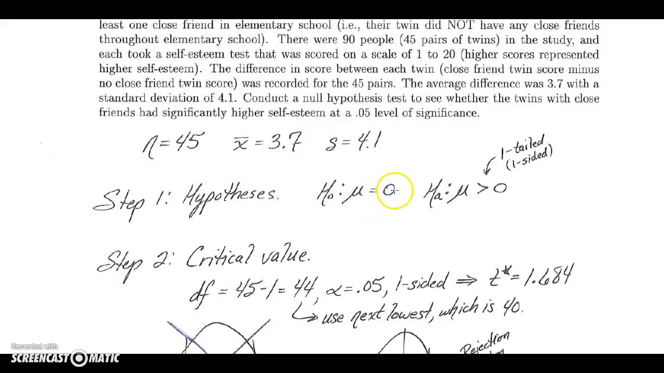And that null hypothesis mean would be that the mean is 0. Why is that? Because if the twins are the same in terms of self-esteem, we would expect there to be no difference between them. So the average difference score would be 0. Now notice that we have the research question of whether or not the close friends had significantly higher self-esteem. This would be a case where we probably suspect either there'd be no difference or the ones with close friends might have higher self-esteem. And that would be a one-tailed or one-sided test, because we're specifically looking for higher, not just different in one way or the other.